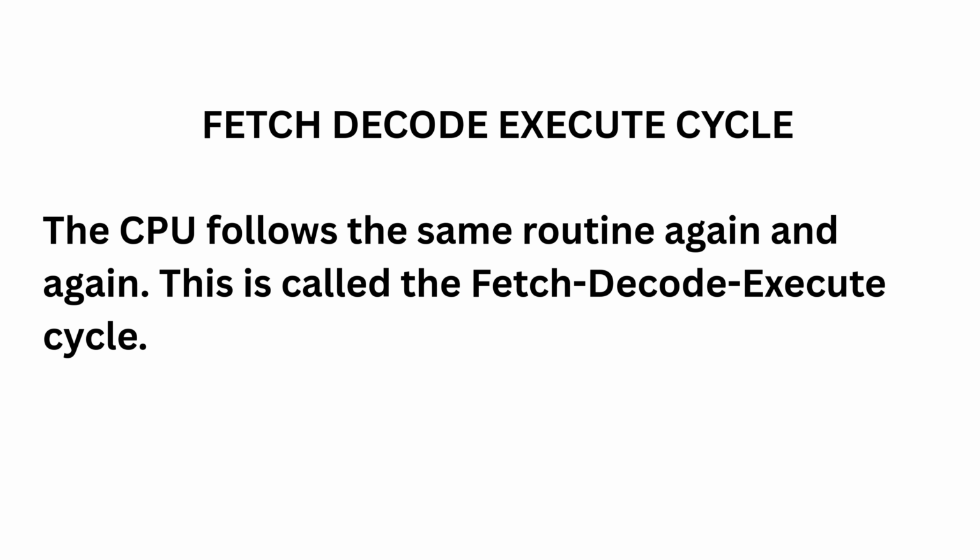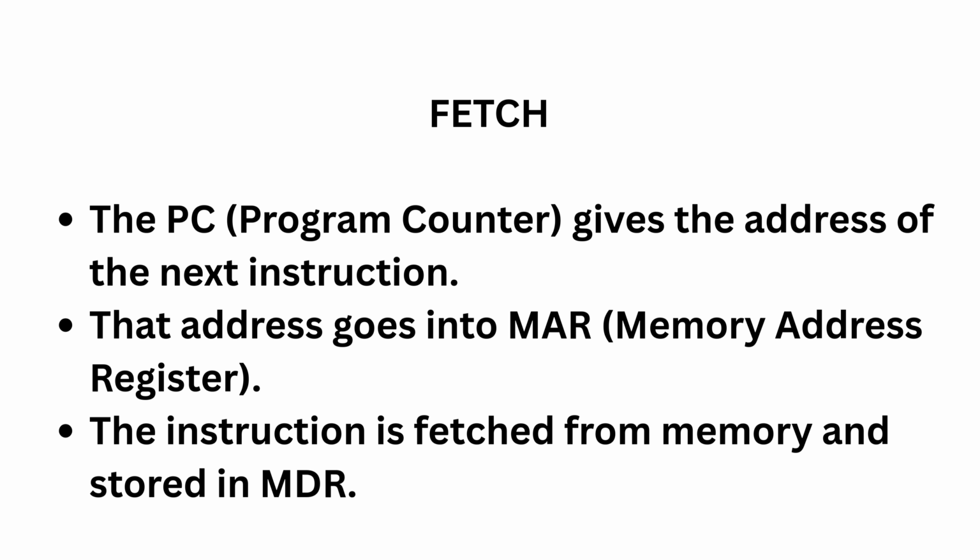Next, we have the fetch, decode, execute cycle. Now let's put everything together. The CPU follows the same routine again and again. This is called the fetch, decode, execute cycle. First, fetch. The PC, program counter, gives the address of the next instruction. That address goes into the MAR. The instruction is fetched from memory and stored in the MDR.